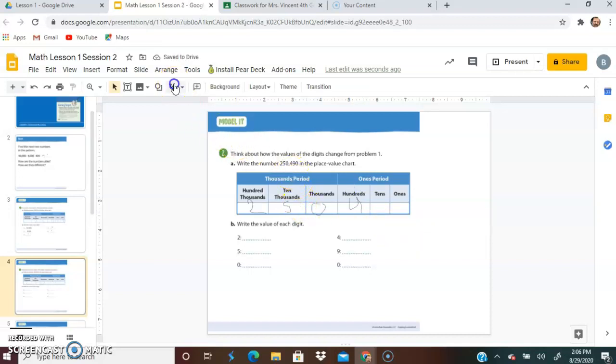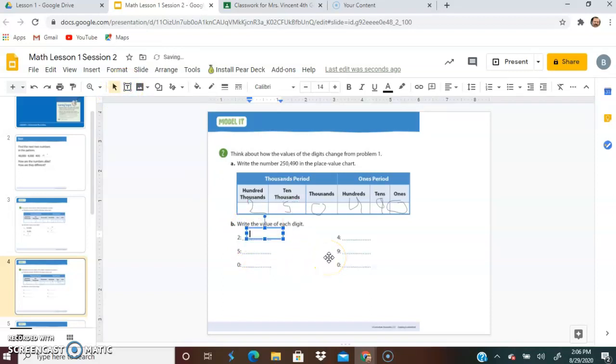In the tens, there is a 9. And in the ones, there is a 0. Okay. Let's write the value of each of these digits. The 2 is in the hundred thousands.